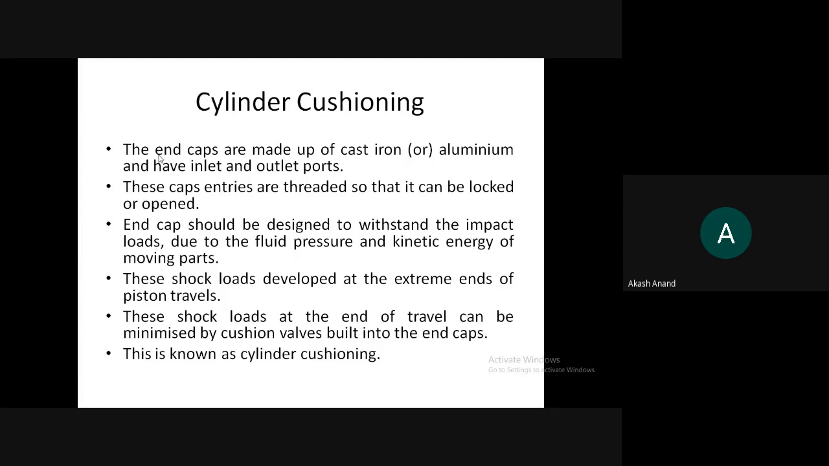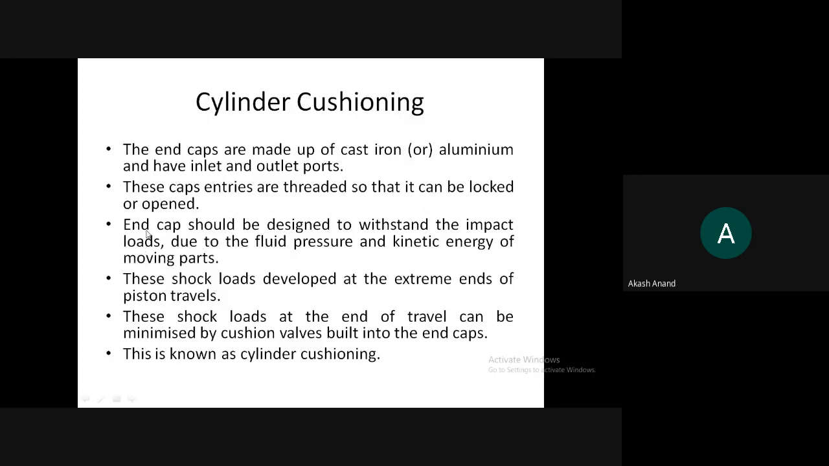The end caps are made up of cast iron or aluminum and have inlet and outlet ports. So these are the components of a double acting hydraulic cylinder. We already discussed this point before. And these cap entries are threaded so that they can be locked or opened. It is not much important. So this is the important point. The end cap should be designed to withstand the impact load due to the fluid pressure and kinetic energy of the moving parts. Because of this point, we are using the cushion cylinder.